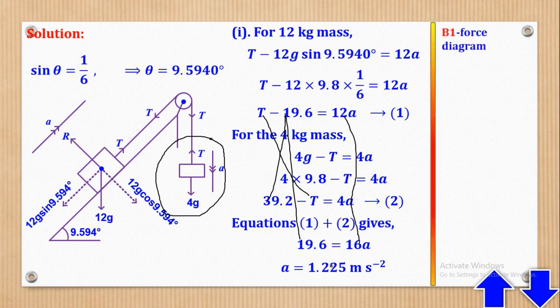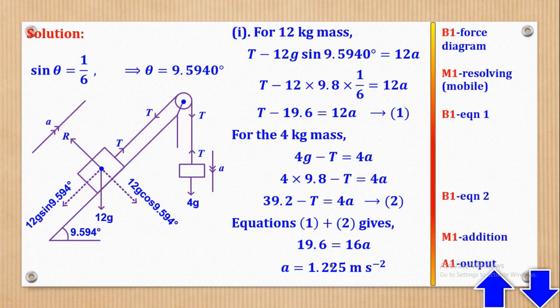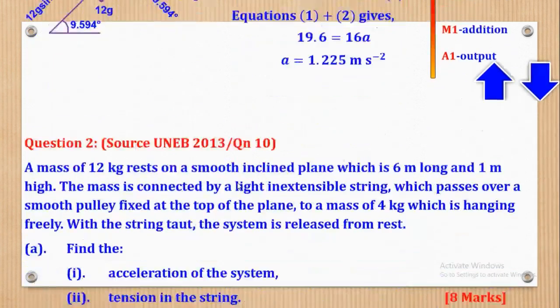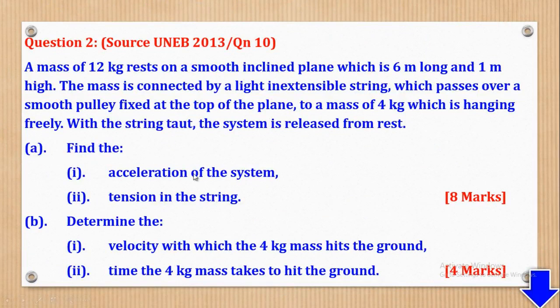So before we go to the next slide, let's see how marks can be awarded for this slide. So B1 for the correct force diagram, M1 for resolving. So resolving mark can be given at that step or at that step. Then B1 for equation 1, B1 for equation 2, and B1 for addition, and A1 for output. So remember, part Roman 1 they wanted acceleration, so that's what we have got.